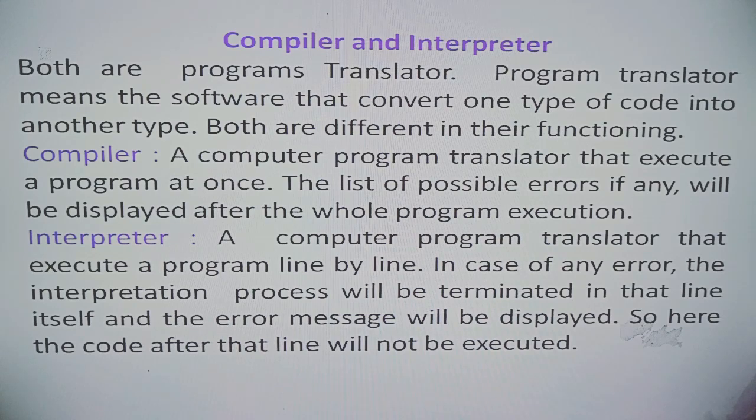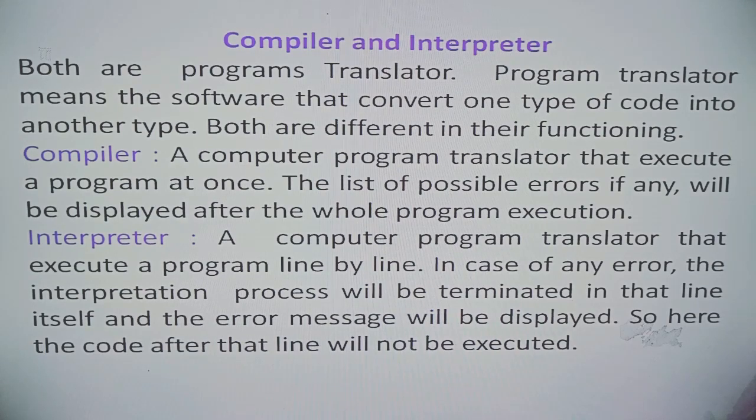Means suppose there will be an error in line number 8. So compiler first executes all the lines of a program. Suppose there are total 15 lines, and there will be an error in line number 8. So it will not stop there in line number 8. First it will execute all the 15 lines. Then at the end of the execution, it will display the list of errors. So in case of compiler, the list of errors will be displayed at the end of the whole execution.